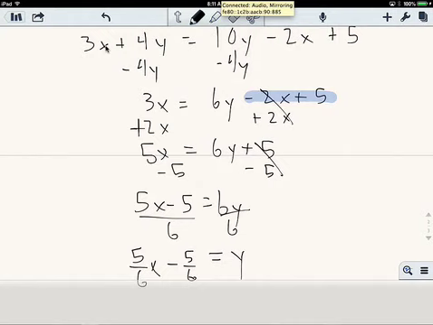So hopefully that is a little elucidatory, if that's a word. I don't know that it is. And you have a little bit better idea what to do when you're confronted with a problem like this.